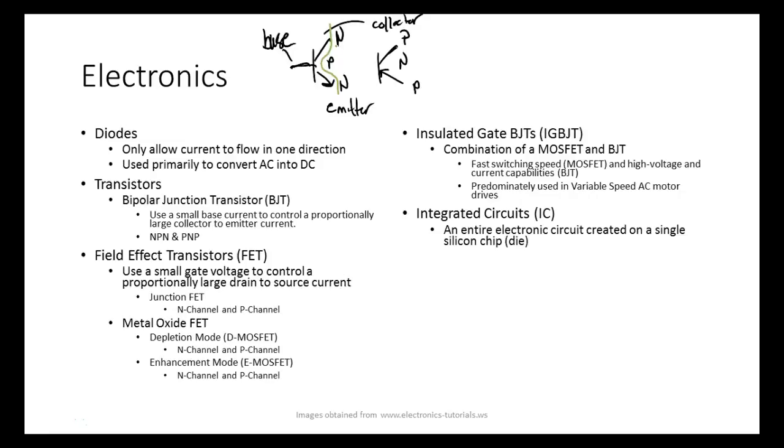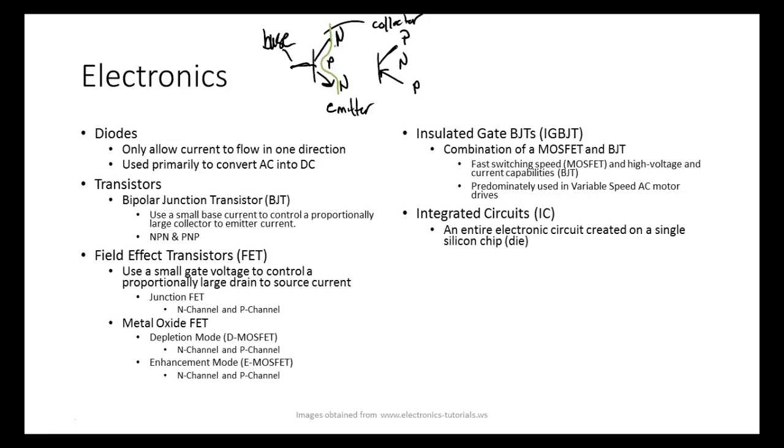Normally when we have DC sensors, we're going to have NPN sensors and PNP sensors. So what we need to know in this class is what's the difference between an NPN sensor and a PNP sensor. We'll learn that when we get there. The other type of transistor we have is what we call a field effect transistor. It's a small gate voltage to control a proportionally large drain source current.